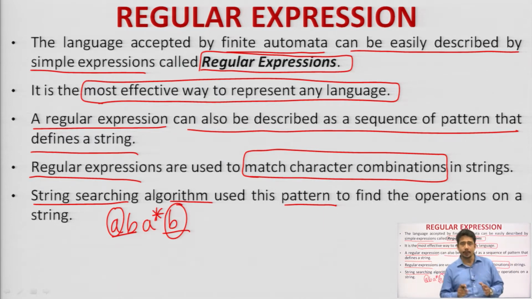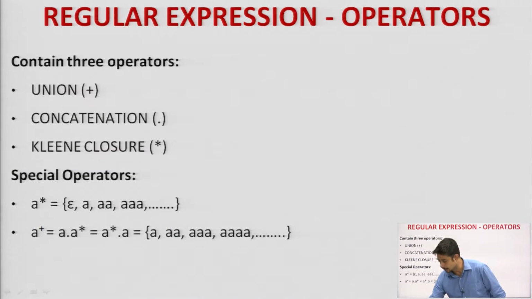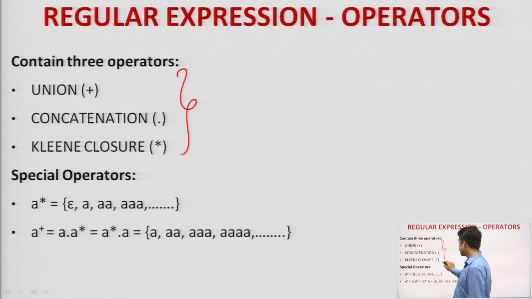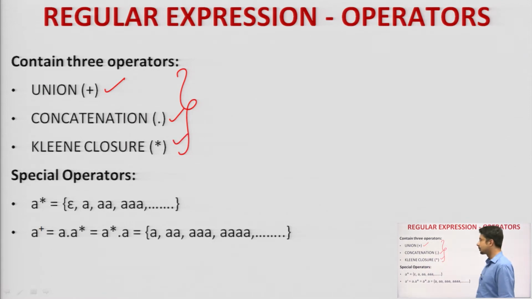If you try to represent it in the form of an expression, we need operators and operands. Operands will be in the form of input strings or input alphabets, and operators are what? Let us check in the next slide, where we will give you the operators. So, regular expression operators. Basically it contains three important operators: union represented by the plus sign, concatenation represented by the dot, and Kleene closure represented by the asterisk.